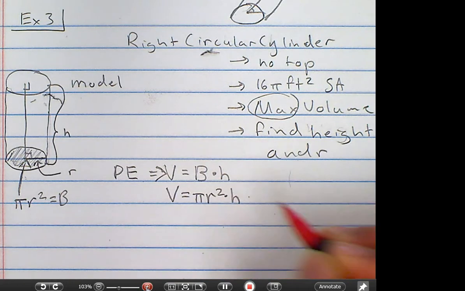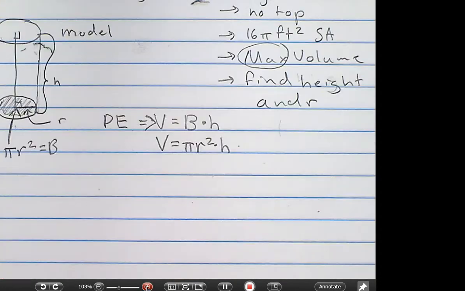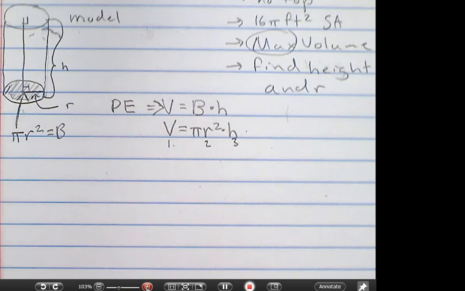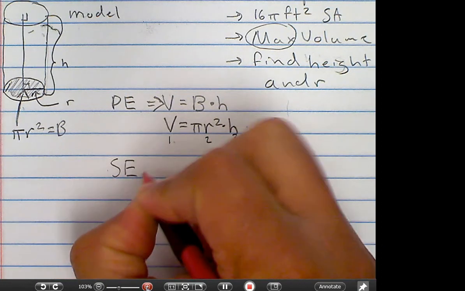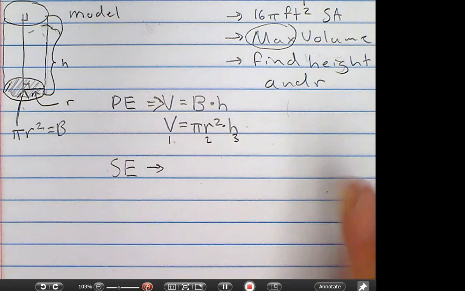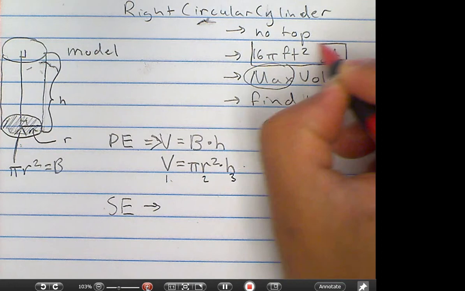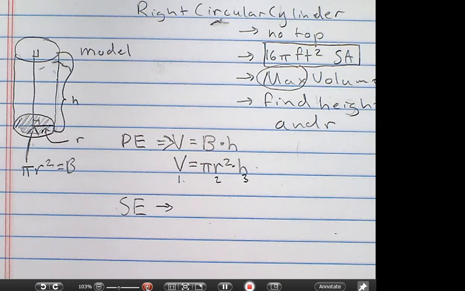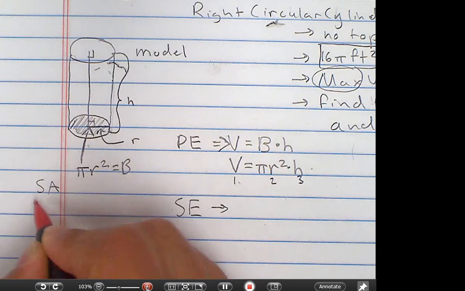What's the problem with this primary equation? 3 variables. We got 3 variables, so we cannot take a derivative and optimize it. Okay? So we need a secondary equation. The secondary equation, in this case, has to deal with the information given, surface area. So how do we find surface area of a cylinder? Let's break down the surface area into its various parts.